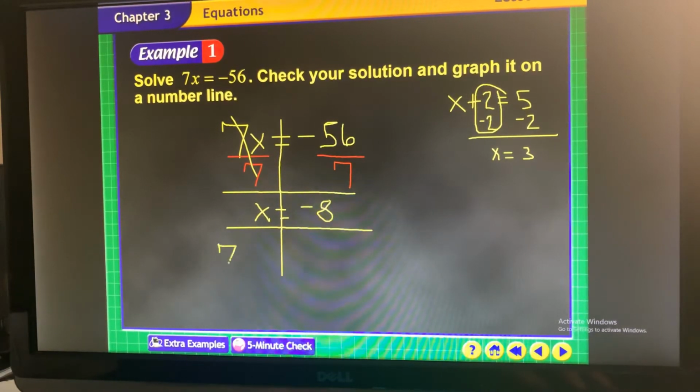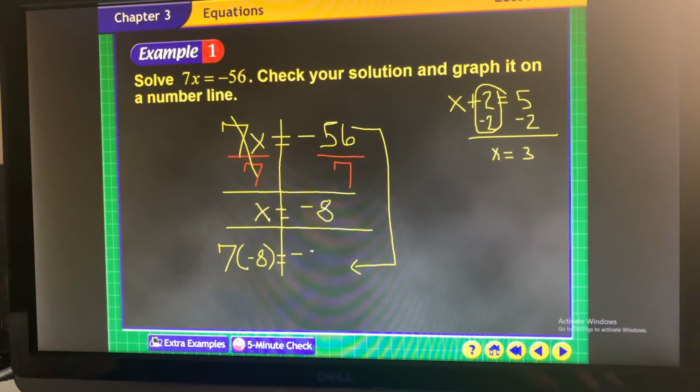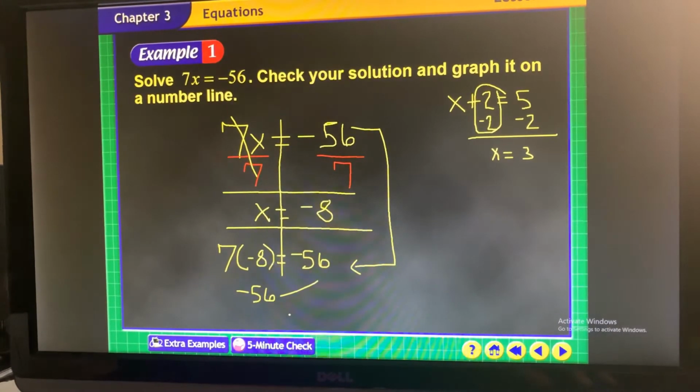Check it, take the original problem, instead of x, write negative 8. And make sure, remember, you're dropping this right down. And then you go back and you do the problem. 7 times negative 8 is negative 56. And it works.